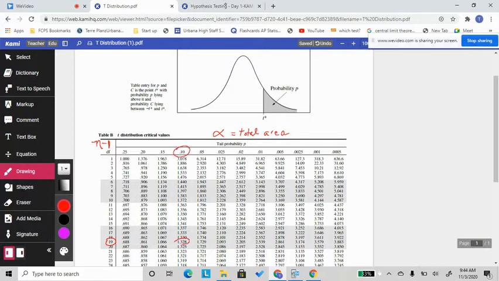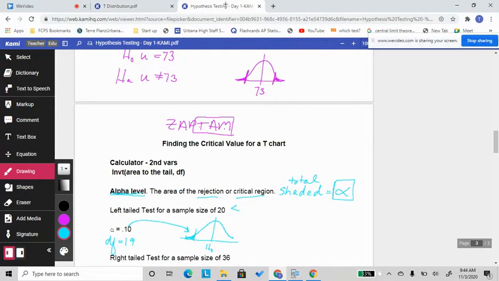So our critical value is 1.328, and we're below the mean, so we're going to make it negative. Remember, t's and z's are symmetrical, so if it was up here at 10%, we would make it positive.